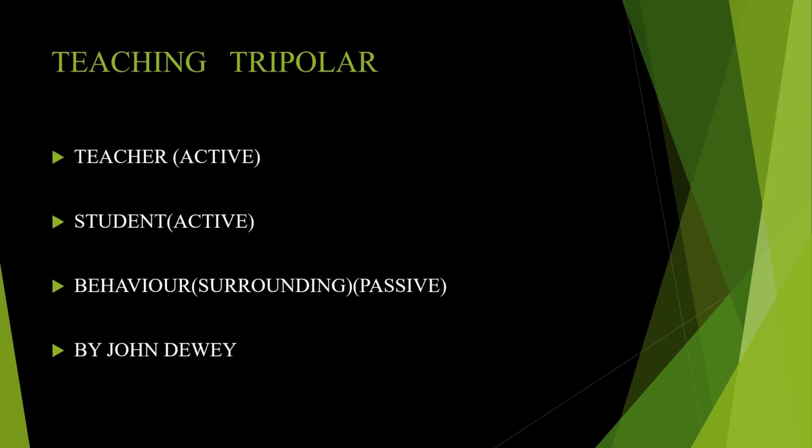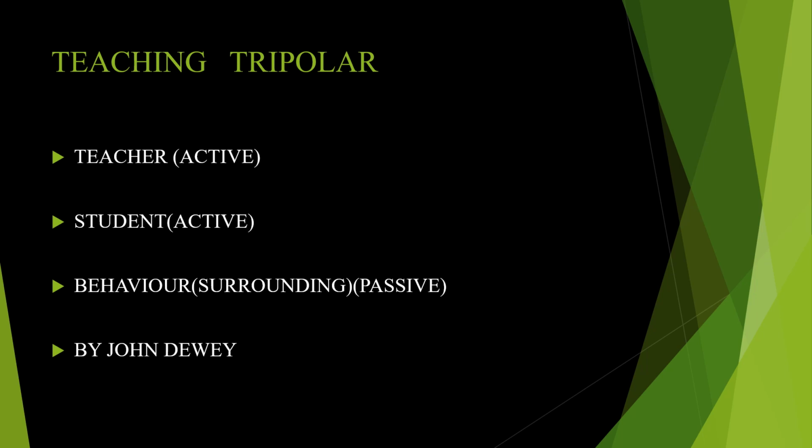Next we are talking about teaching as tripolar. Tri means three. Teaching is a tripolar process. Three poles are there: one is teacher, next is student, next is behavior. The teacher is doing something on the student to make changes to the behavior. Here the surrounding is very important. This was put forward by John Dewey. John Dewey has put forward this tripolar idea.